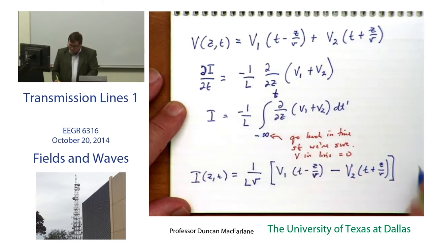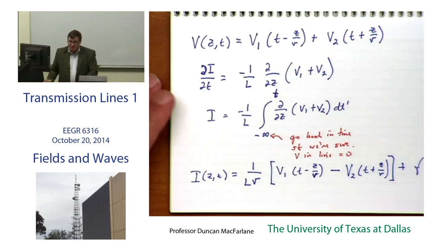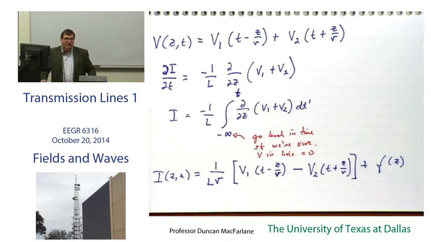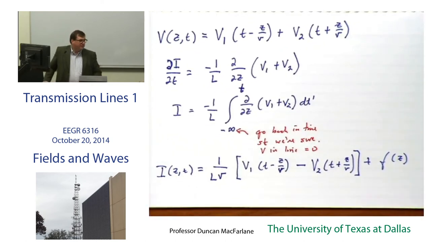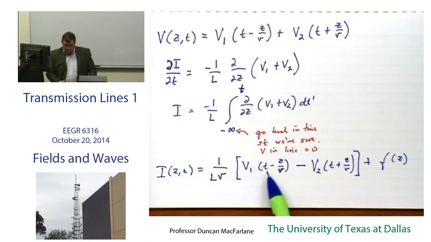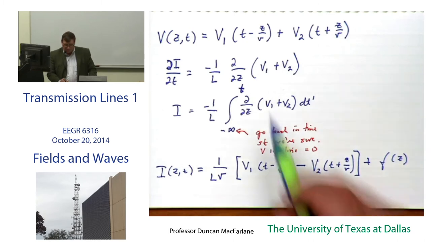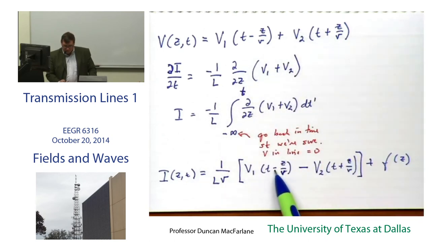And this lower limit gives me a voltage distribution in Z. That's my constant of integration with respect to time, but not necessarily with respect to space. This is current. The direction of the voltage wave traveling is indicated by these. This minus sign indicates the direction of the current traveling. So the voltage flow is given by this and this. The current flow is given by this, this, and this. Okay?